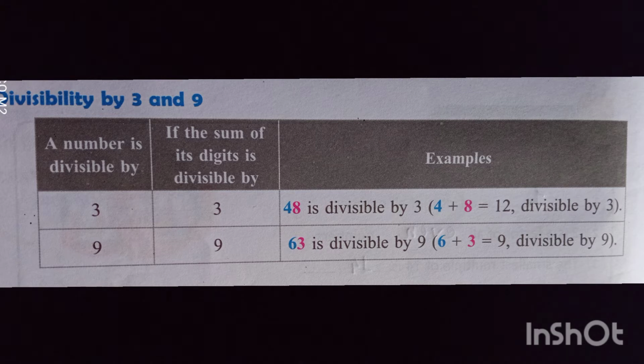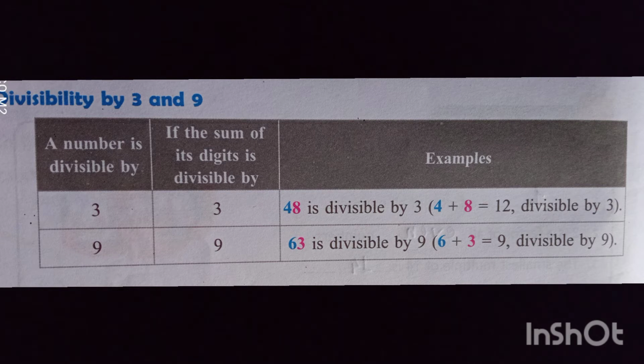Understood? Now, a number is divisible by 9 if the sum of its digits is divisible by 9. Same as 3. Okay.